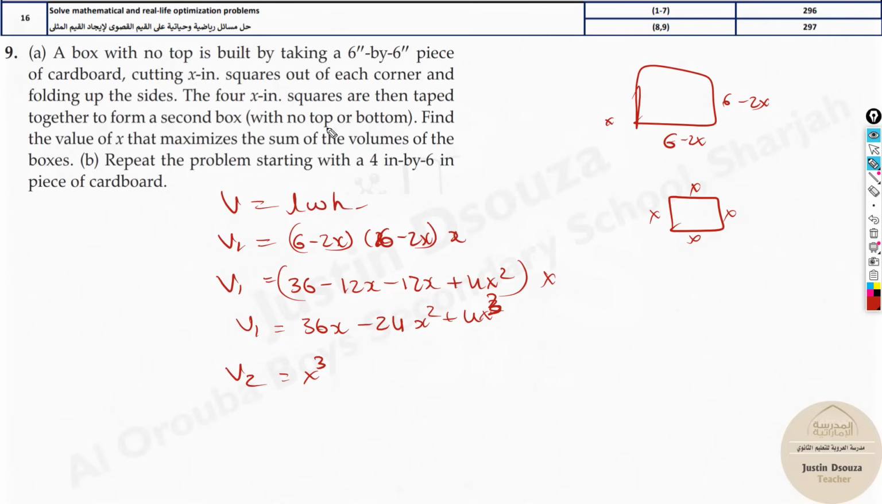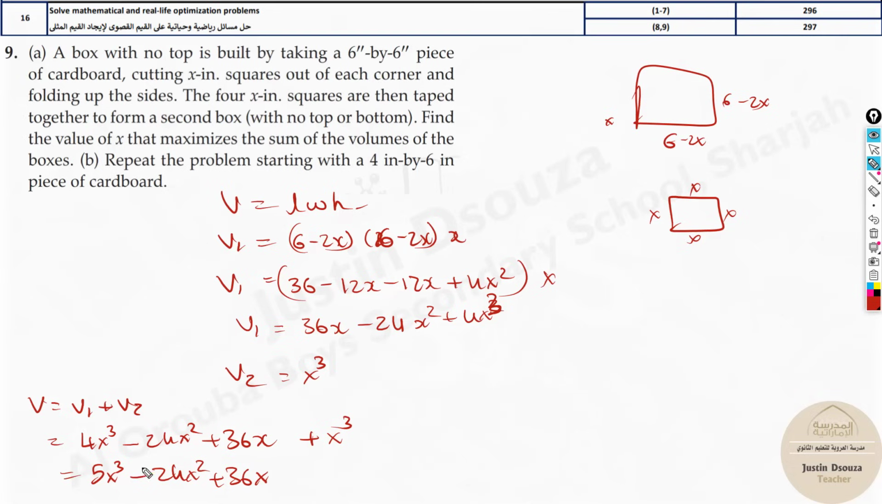Here they have told, find the value that maximizes the sum of volumes. So what we do is V equals V1 plus V2. So what happens here? I'll rearrange this properly. 4x cubed is there first, minus 24x squared plus 36x plus x cubed. 4 plus 1 will be 5x cubed minus 24x squared plus 36x. That's the thing. Now we need to differentiate this.